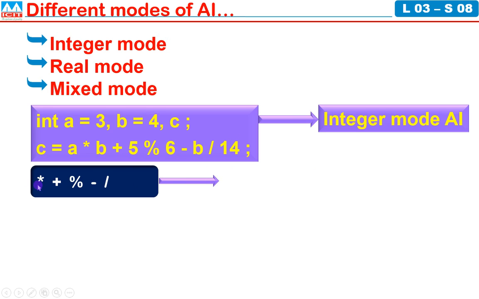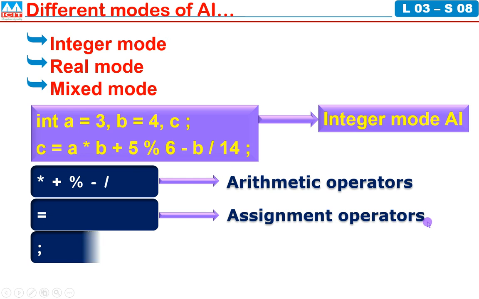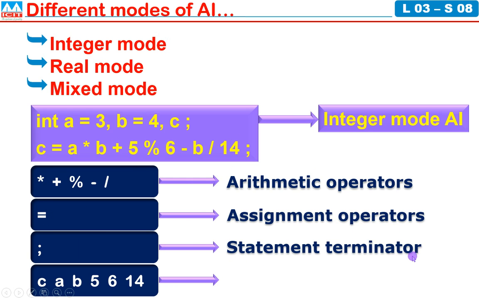What about the star, plus, modulo, minus, slash? These are all arithmetic operators. Equal to is called assignment operator. Semicolon is called statement terminator. C, A, B, 5, 6, 14, these are all integer operands.